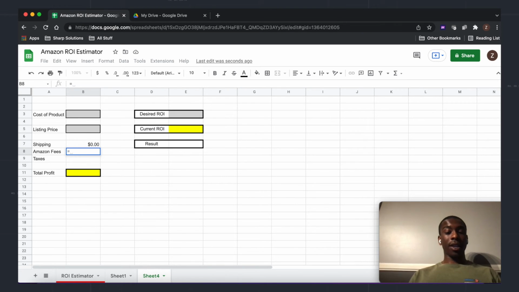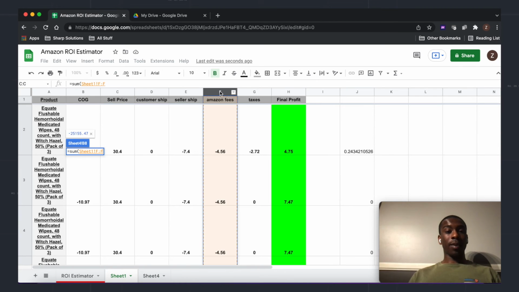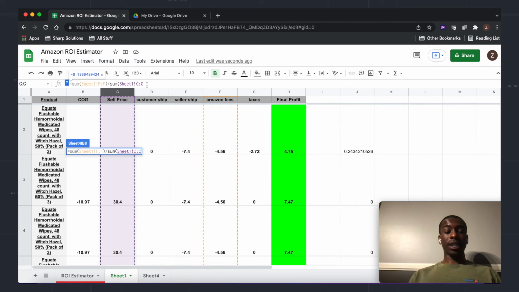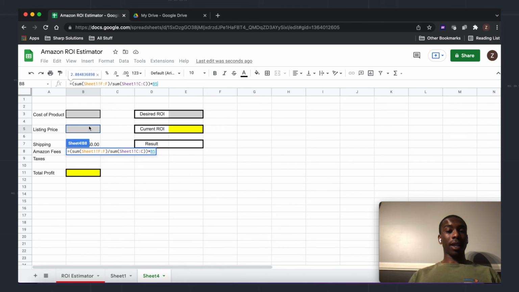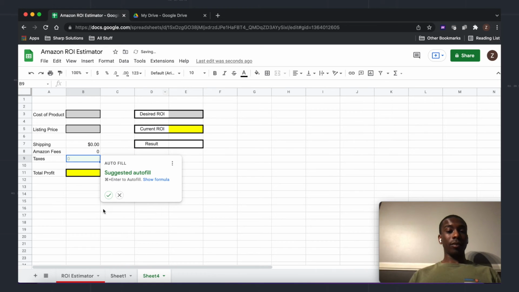I would do the same thing for the Amazon fees and for the taxes as well. So again, coming here, sum, sheet 1, Amazon fees, and we will divide that by the sum of the sell price to get that as a percentage of the sell price. Again, wrapping all of this in parentheses for order of operations purposes, multiplying this by the list price to get the Amazon fees as a percentage of the list price, and then finally multiplying that by -1.